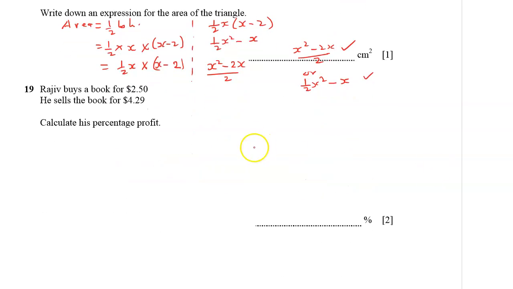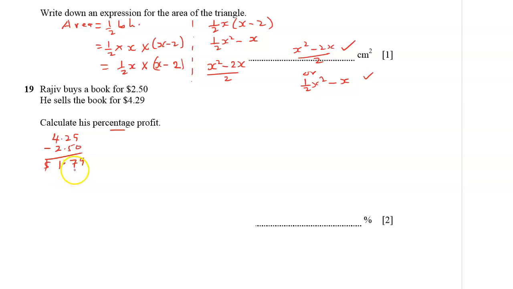Number 19. Rajiv buys a book for $2.50. He sells the book at $4.29. What is his percentage profit? What is Rajiv's percentage profit? What is his profit? Of course, to get the profit, you need to find the difference between the selling price and the buy price. So this is 2.50. So the profit is $1.79. That is his profit.